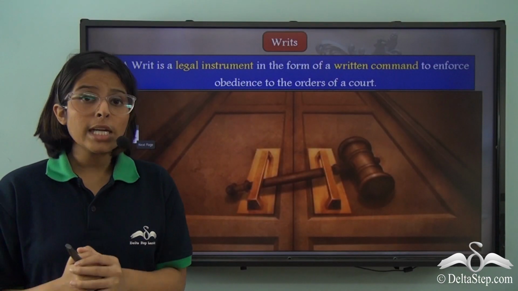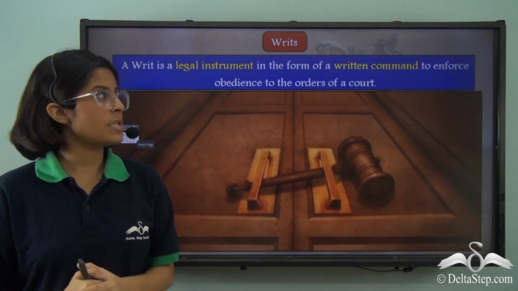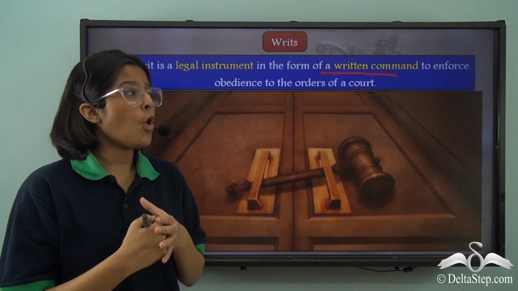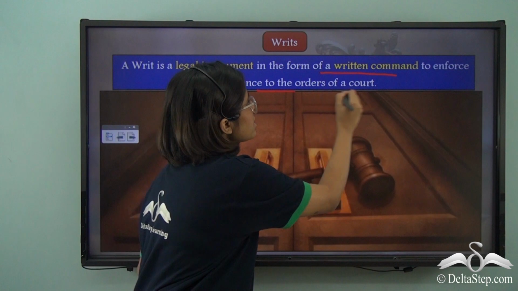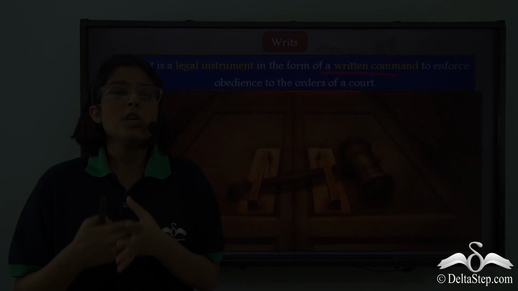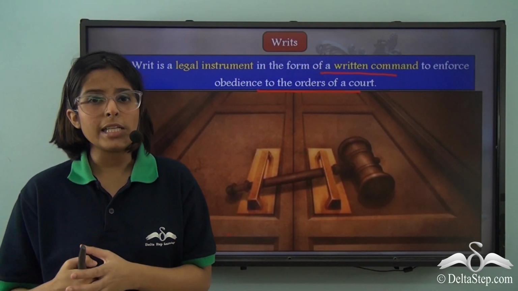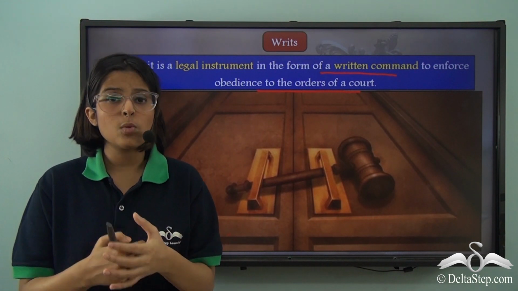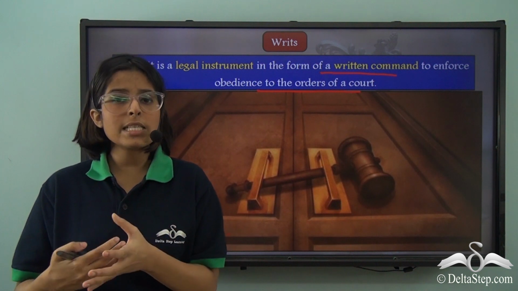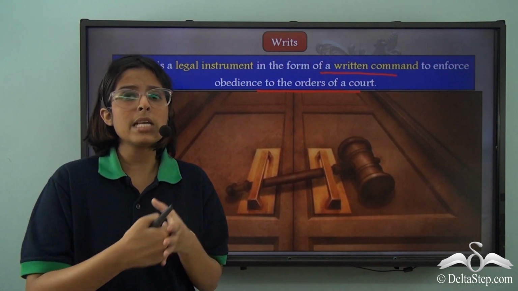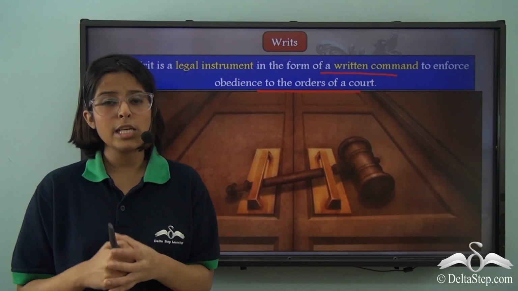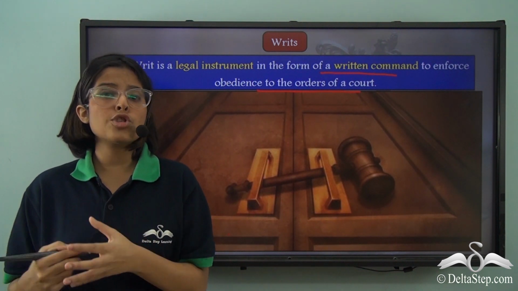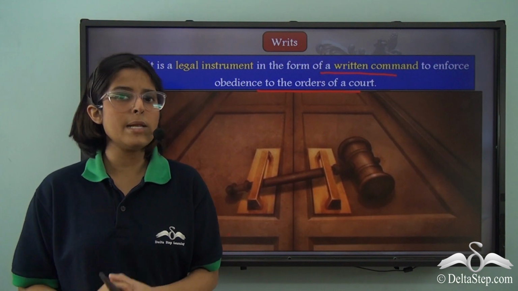Well, a writ is a legal instrument in the form of a written command, a command or an order to enforce obedience to the orders of a court. So, if our fundamental rights are violated, the Supreme Court or the High Courts can issue a writ, which is a written command, asking those who are prohibiting us from using our fundamental right to either do something or to stop an act which is causing the violation of our fundamental rights.